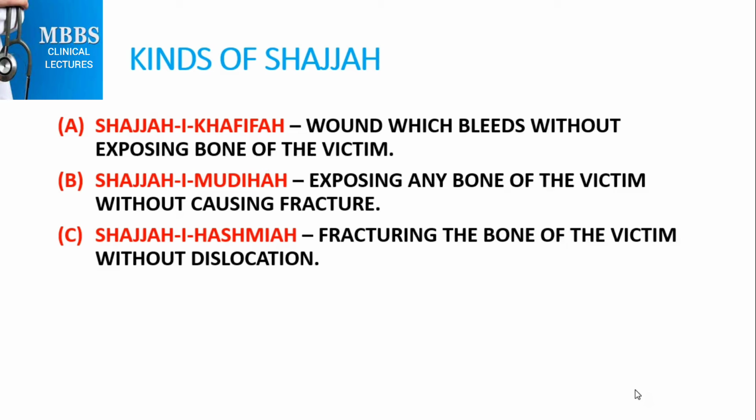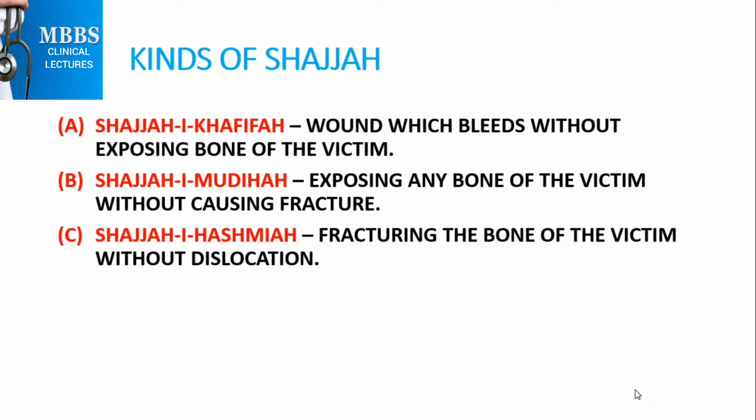Injuries classification according to qisas and diyat go from the first layer of the skin to the deeper layers of the body. So any injury on head and face which bleeds, but through the injury the underlying bone is not exposed. Any injury on face, on head where there is a bleeding, but when we try to look through the injury, the underlying bone is not exposed, is not visible, then the injury will be termed as shaja-e khafifa.